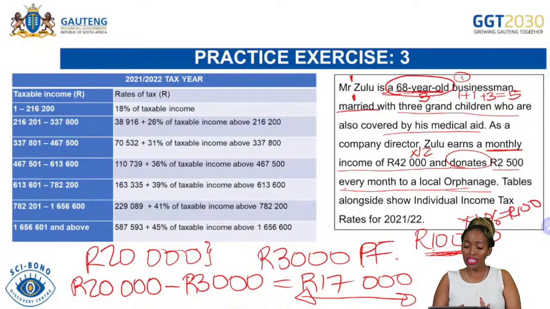So to close off today's lesson, we have learned that when we talk about tax, it is a compulsory levy that is subjected to all the South African citizens that are earning an income. So everyone that earns an income is liable to pay tax. And what is the organization that is responsible for the collection of taxes? It is SARS. What does the acronym SARS stand for? It is your South African Revenue Service.